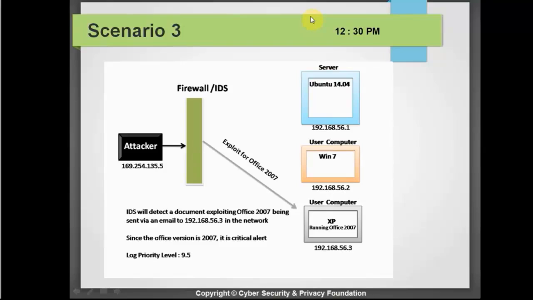So when you're setting up IDS rules and firewall rules, it's also very good if you know the applications running inside each one of these systems, so that if an exploit is being run for that application, you will put a higher priority for that.